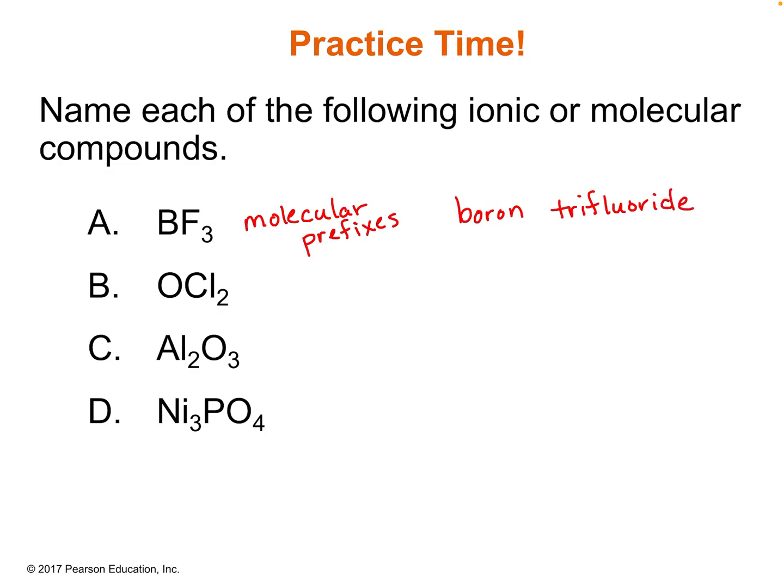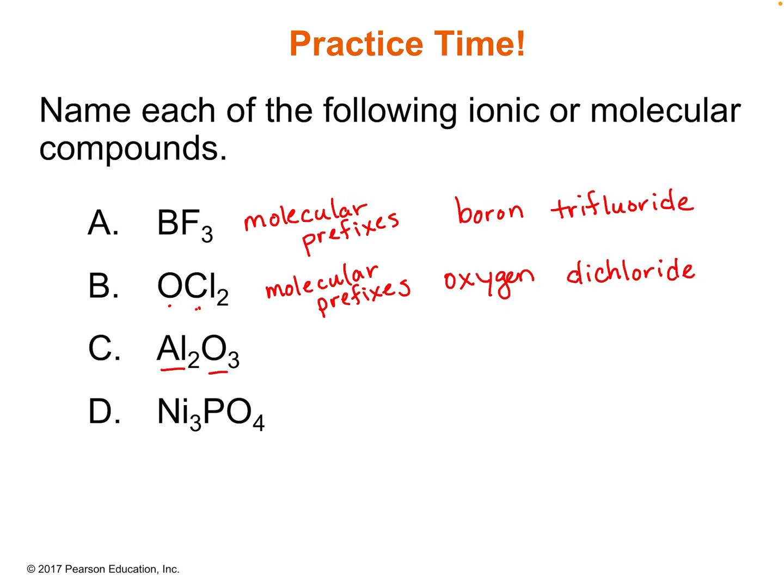Down to the next one. So we have oxygen and chlorine. These are both nonmetals. So again, this is molecular or covalent, right? And we are going to use prefixes. So this will be oxygen, right? Because we don't use mono with that first element, and then it's going to be dichloride because there are 2 chlorines. But again, both of those are molecular, so we need to use our prefixes.